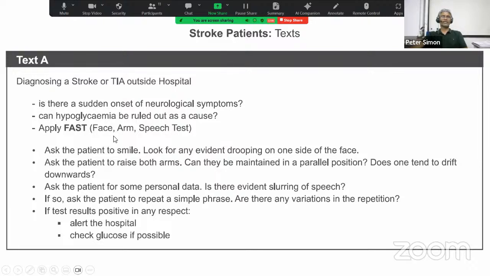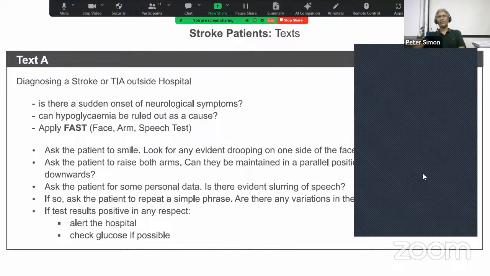Apply fast. Face, arm, speech test. Face is here. That is the word which will help you to go to A.